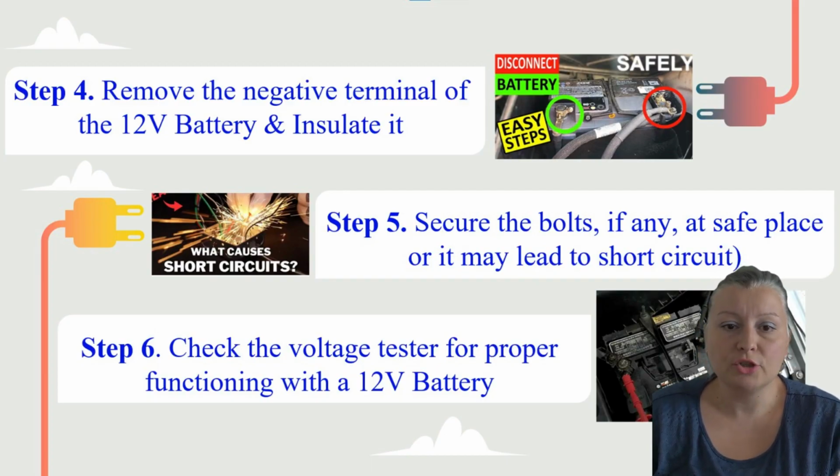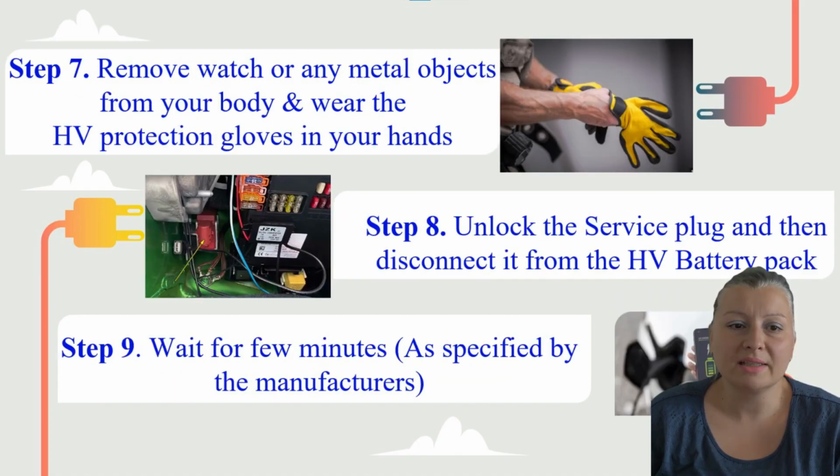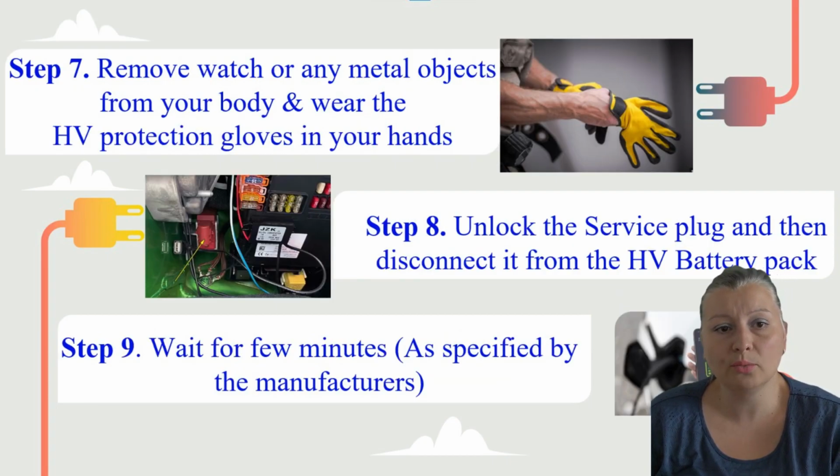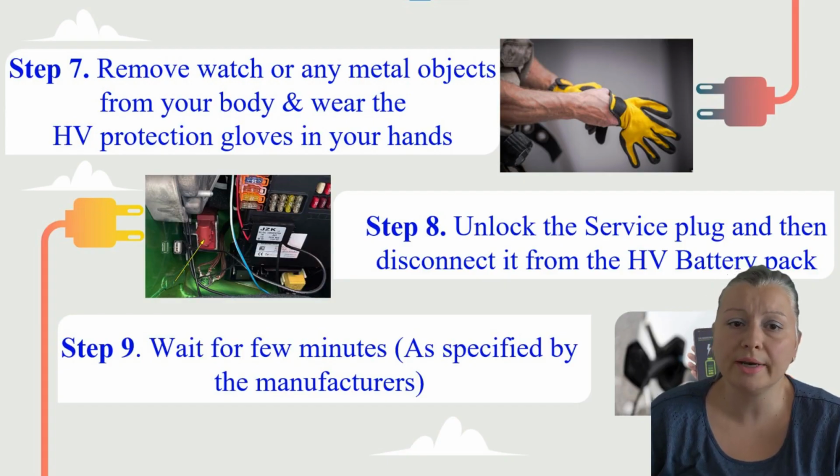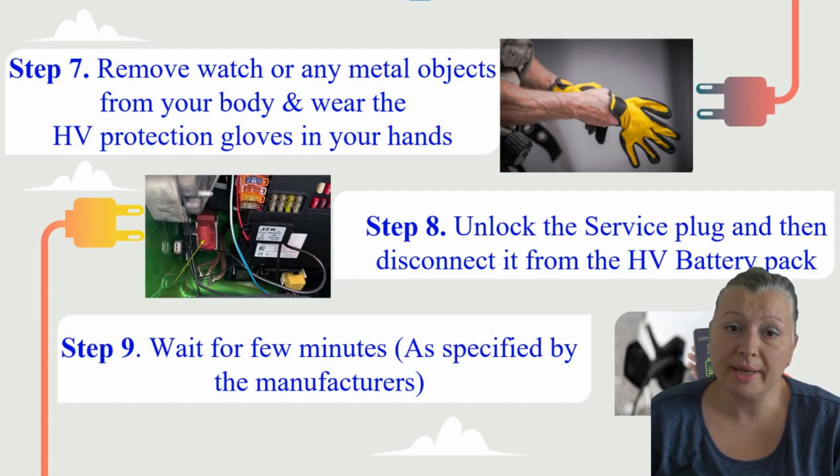Step 6. Check the voltage tester for proper functioning with a 12-volt battery. Step 7. Remove watch or any metal objects from your body and wear the HV protection gloves in your hands. Step 8. Unlock the service plug and then disconnect it from the HV battery pack. Step 9. Wait for a few minutes, as specified by the manufacturers.